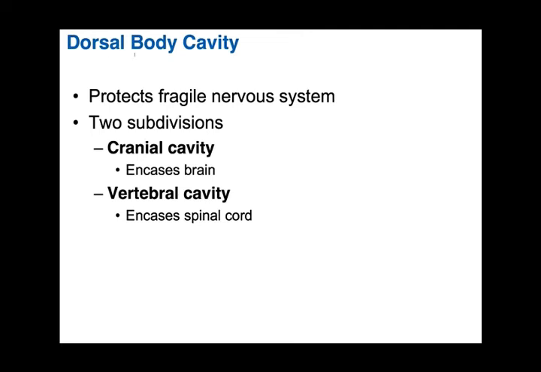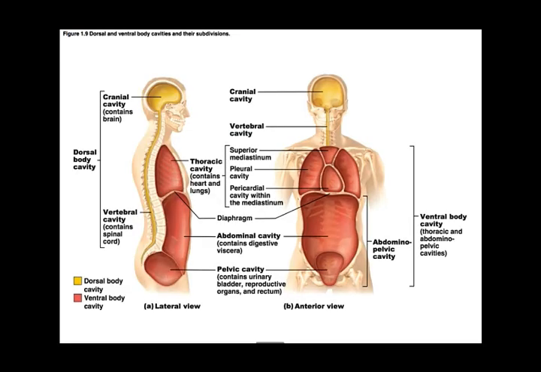Now, we have already studied what cranial is used for, and what cephalic is used for. Cranial is directly concerned with the head part of the body. So the cranial cavity is located in the head part of the body, and it encases our brain. Our brain is surrounded and protected by the cranial cavity. Then the second subdivision is for the spinal cord.